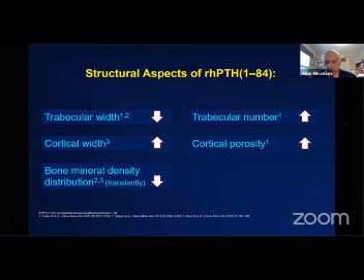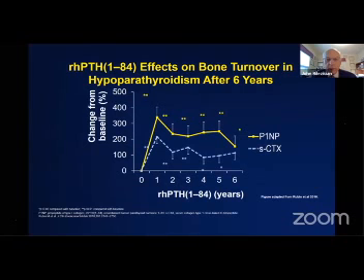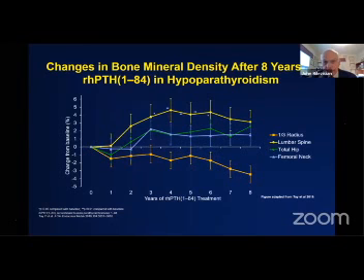The structural aspects, I don't have time to go over, but you can see that some of those abnormalities I pointed out earlier are reversed when we use recombinant human PTH 1 to 84. As I mentioned, the dynamics change, the bone formation and bone resorption markers. There's a burst of activity, and then it settles down to levels that are more normal or more comfortably in the normal range.